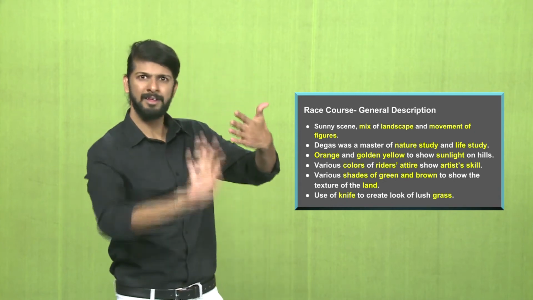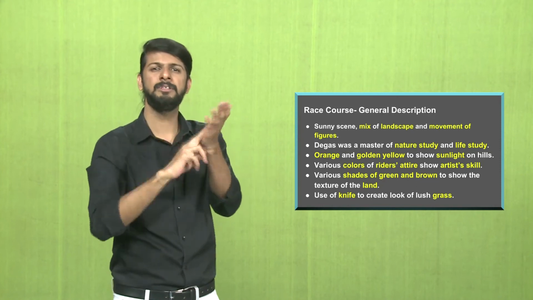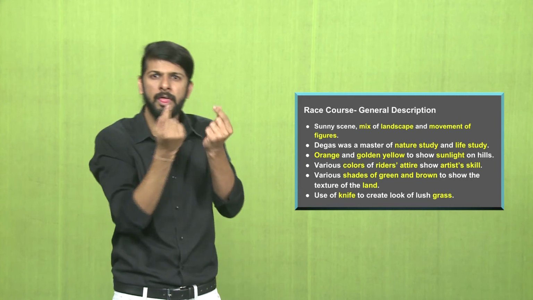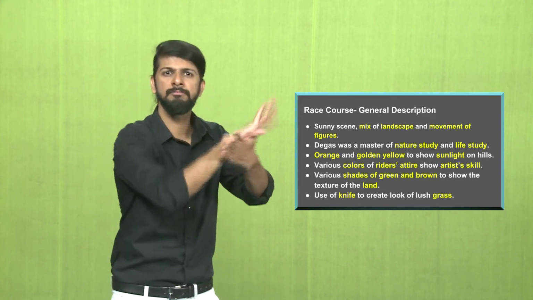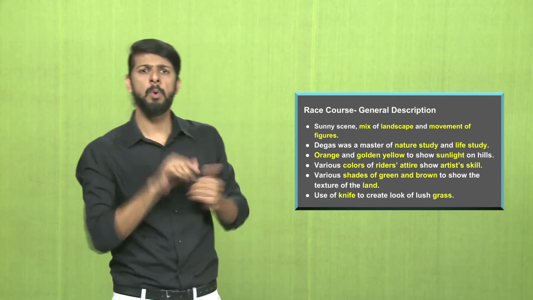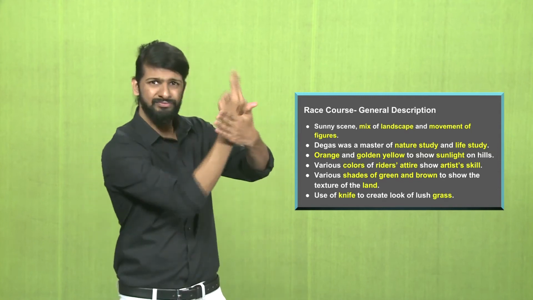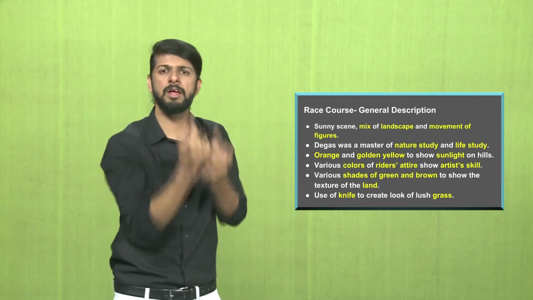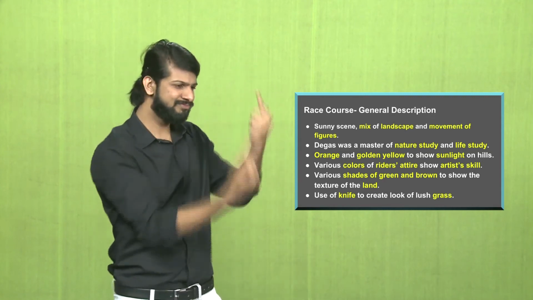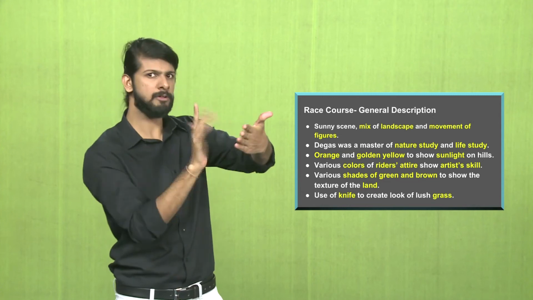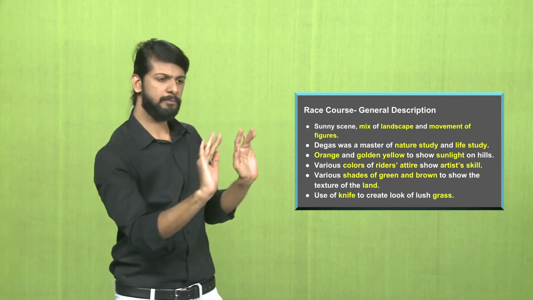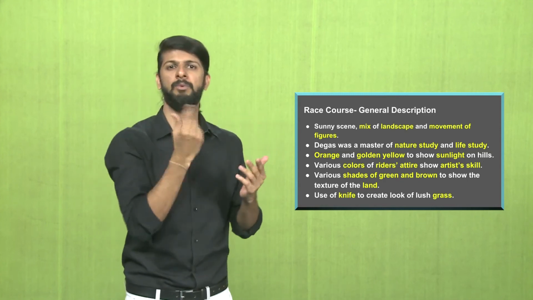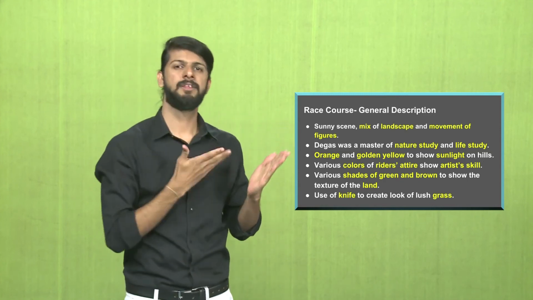There are shades of green and brown used to show the texture of the land, various shades of green and brown. After working with the oil pastel, a knife has been used to create this look of lush grass.